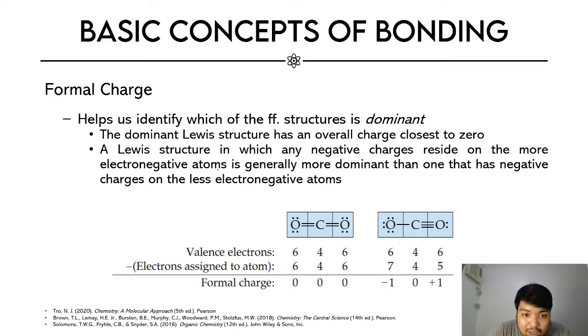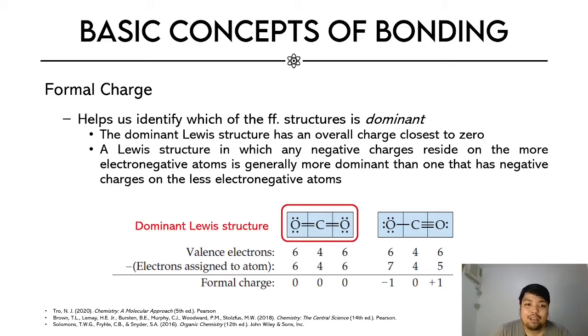And if you notice, in this Lewis structure, the formal charge of all of the atoms is 0, and in this Lewis structure here, the formal charges of the two oxygen atoms are -1 and +1 respectively. Now, which one is more valid? Obviously this one, because the formal charges of all of your atoms are equal to 0. So that will be the dominant Lewis structure, and this is what we call the more correct Lewis structure.